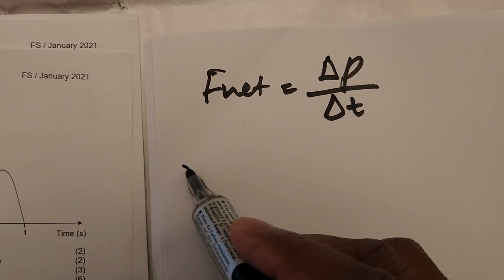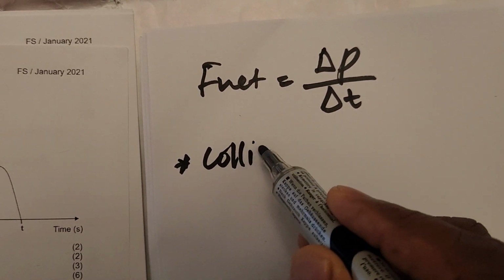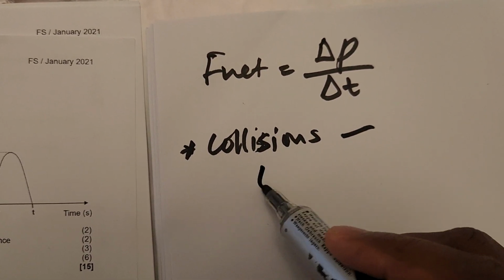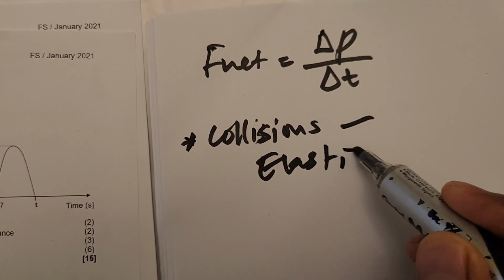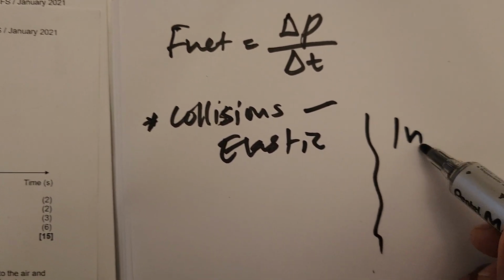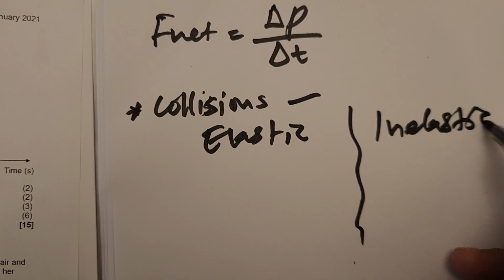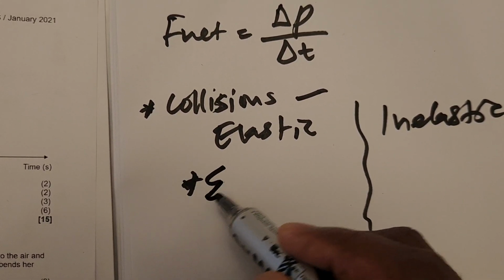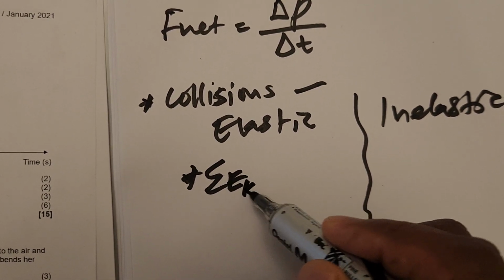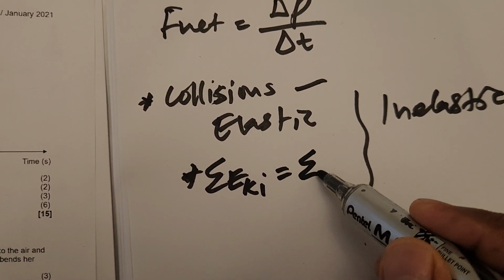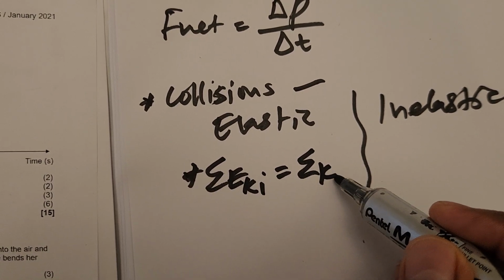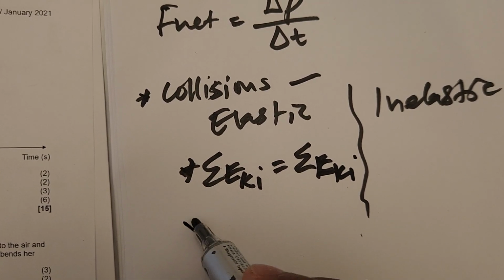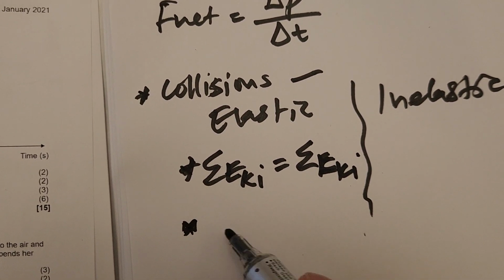Now from this we also came to collisions. We said we have got two types of collisions. The collision can be elastic, or the collision can be inelastic. If you still remember, we said elastic means that the total kinetic energy initially equals the total kinetic energy finally. Fine. And also the second one is that momentum is conserved.